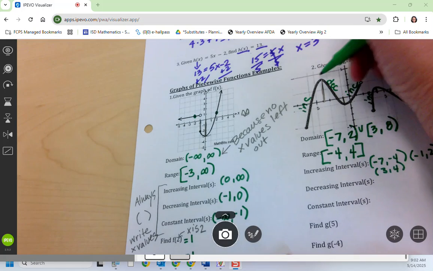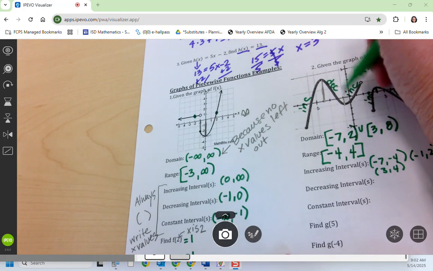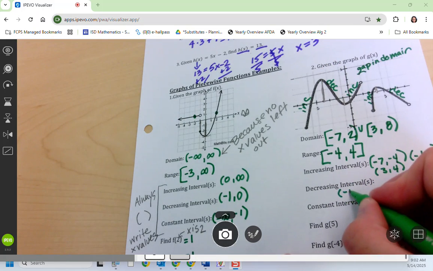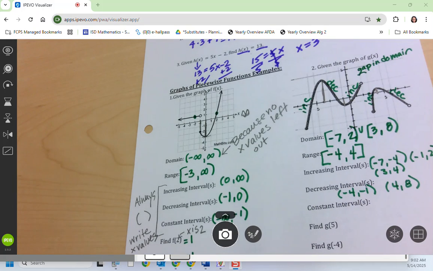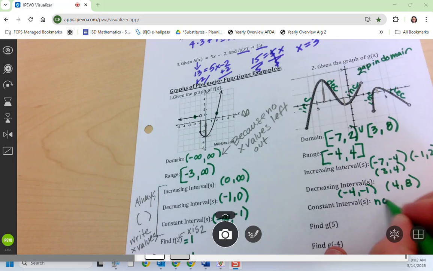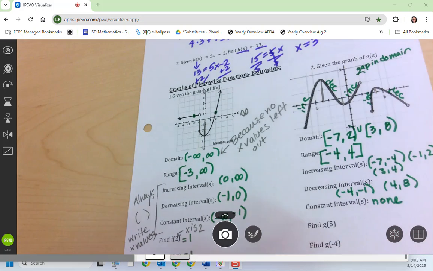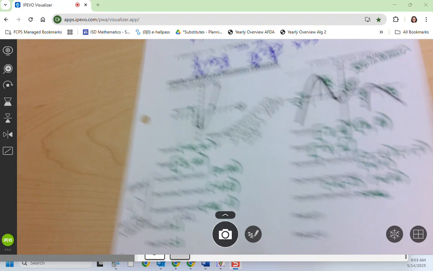The decreasing intervals right here, we're at -4 to -1. And then 4 to 5, 6, 7, 8. 4 to 8. What do I put for constant intervals? None. Yeah, there's none. Okay, I'm going to pause for just a second just to make sure that you caught up on that. Please make sure you're caught up.